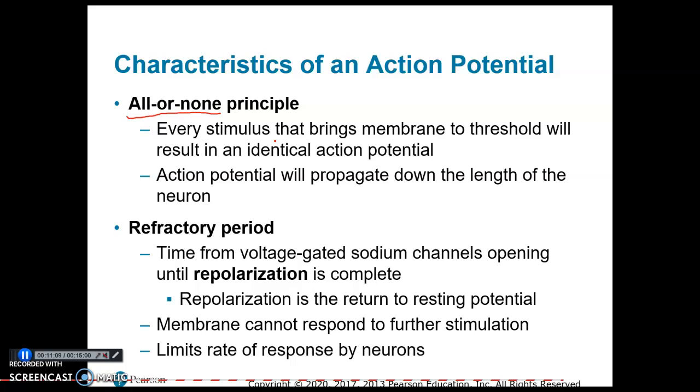And so if that membrane reaches threshold, the action potential will propagate or travel down the length of the neuron all the way to the end of the axons, to the axon terminals, and to the target. Okay. The refractory period is the time from when the voltage-gated sodium channels open, which is rapid depolarization, until repolarization is complete. The membrane can't respond to further stimulation during that refractory period.